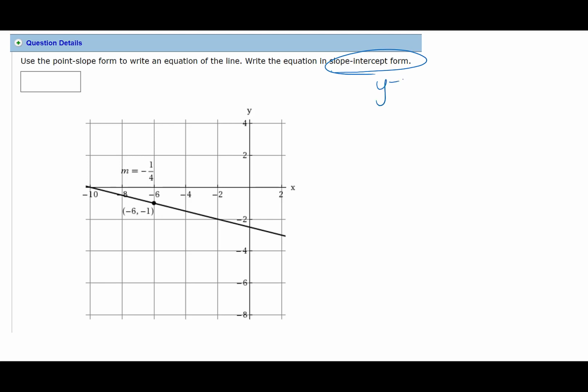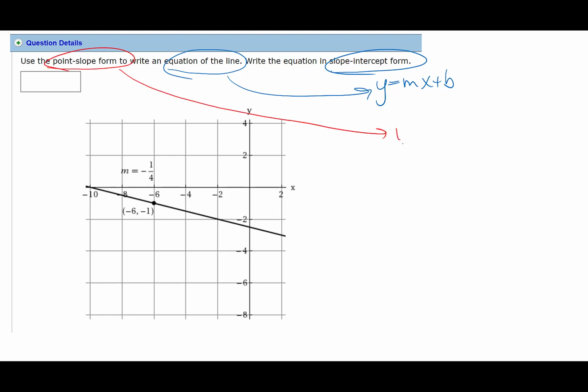Slope-intercept form is always y equals mx plus b. A lot of times slope-intercept form is called equation of the line. So anytime you read equation of a line, it's talking about slope-intercept form. Point slope form is in the form of y minus y1 equals m times x minus x1. And that's the form that we'll start with and then convert that form into slope-intercept form.